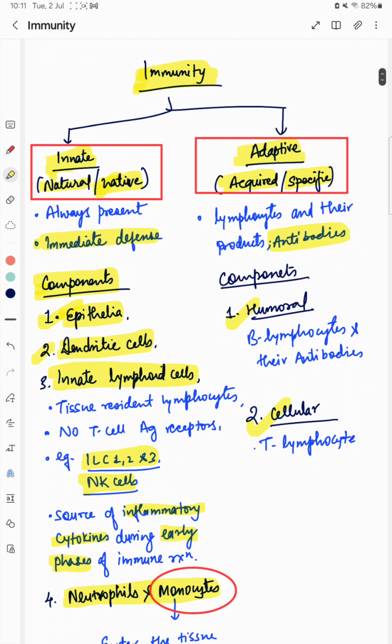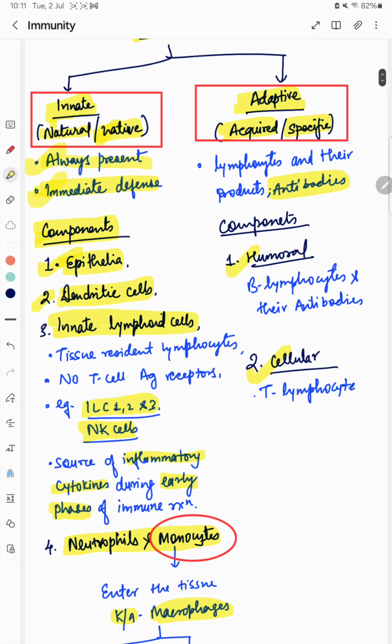So first we will discuss innate immunity. This type of immunity is present from birth, and it has an immediate defense system. What are the components of innate immunity? It includes surface epithelia like the lining of the skin, GI tract, and lung. They basically provide a physical barrier to the pathogen. They don't allow the entry of pathogens inside the body.